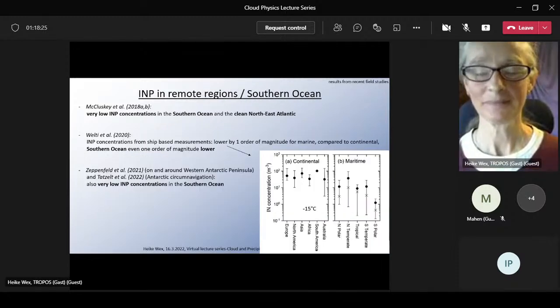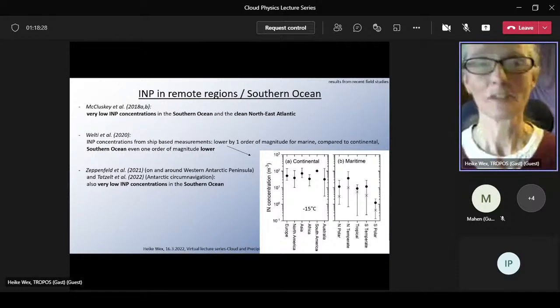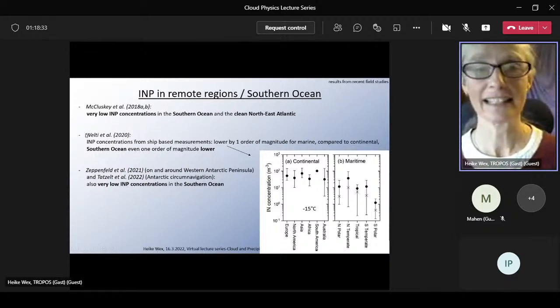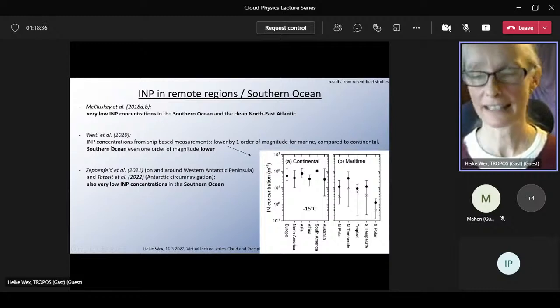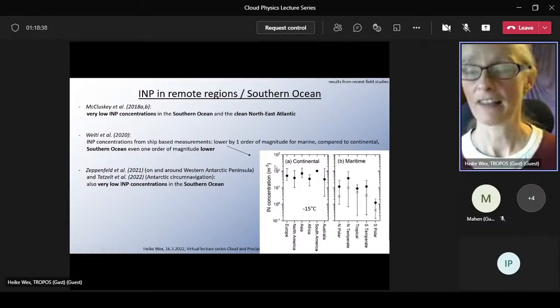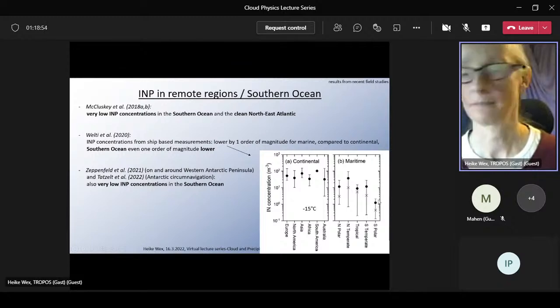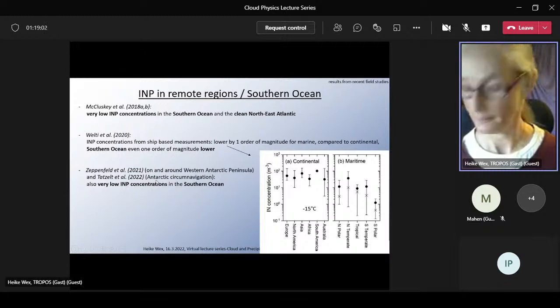And Southern Ocean seems to be clear. There are low concentrations. Others found that as well. For instance, Welty, they collected some data their own and data from other publications, from ship measurements, and when they had continental air masses, INP concentrations over different regions across the globe were higher than the marine INP concentrations, and particularly lower concentrations in the Southern Ocean. That seems to be safe, and that was also reported by 2 other papers that did work around Antarctica.